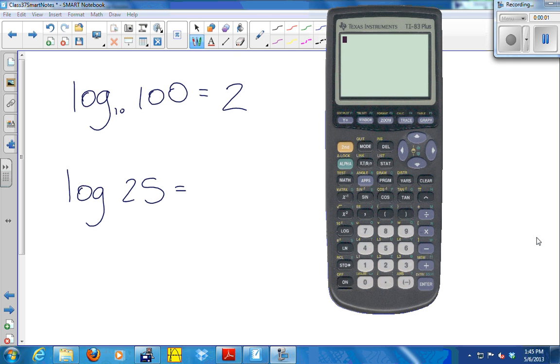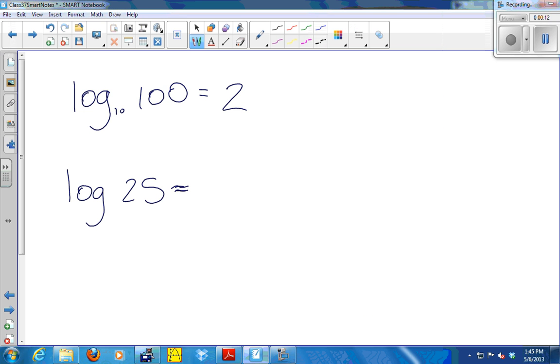So if I want the log of 25, I just use the log button, fourth up on the left. Hit log of 25, and that would be 1.398 approximately.